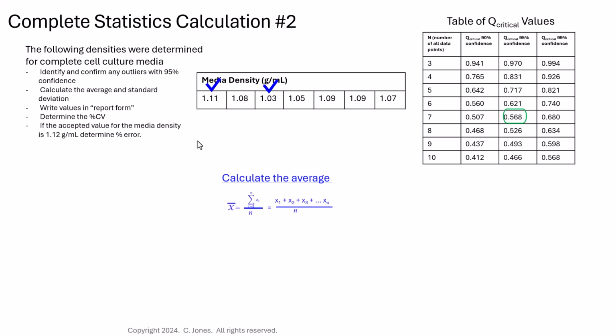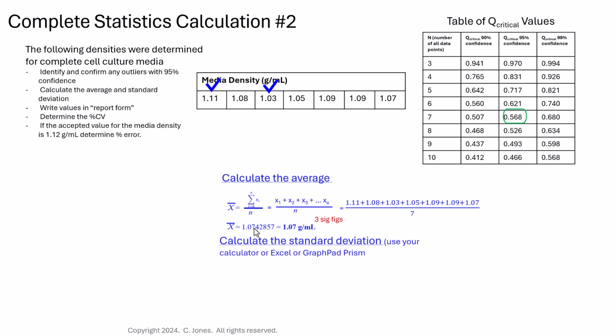All right. And again, it's just the sum of each measurement divided by the total number of measurements. So here we have 7 measurements, and then we calculate the average. We get this long number, but we only have 3 significant figures. So we're going to have 1.07. 7 is the last significant digit, and the next digit over is 4. So we retain the 7. So our average value is 1.07 grams per mil. 3 significant figures. Calculate the standard deviation.